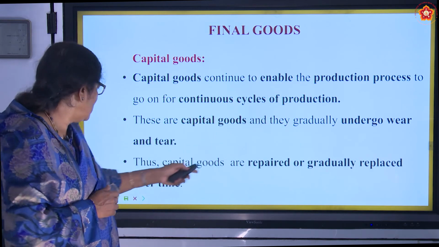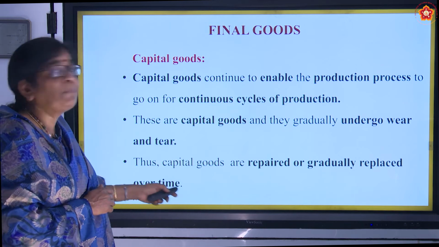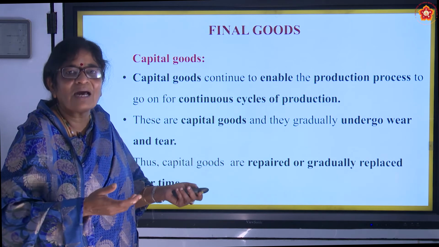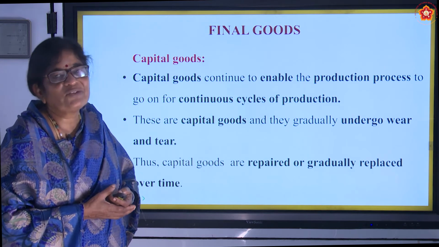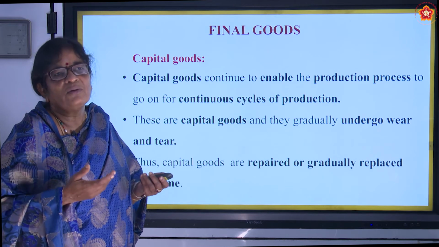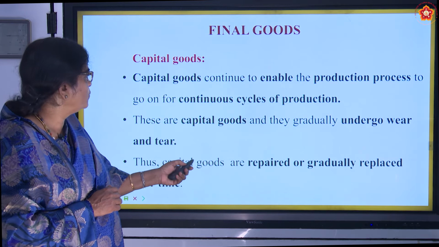I hope you understood. And thus, capital goods are repaired or gradually replaced over time. If it is completely damaged, we have to go for a new car. A car can be utilized for 20 years. After 20 years, we have to repair and use it again and again. After 20 years or 15 years, we have to go for a complete replacement with a new car. I hope you all understood.